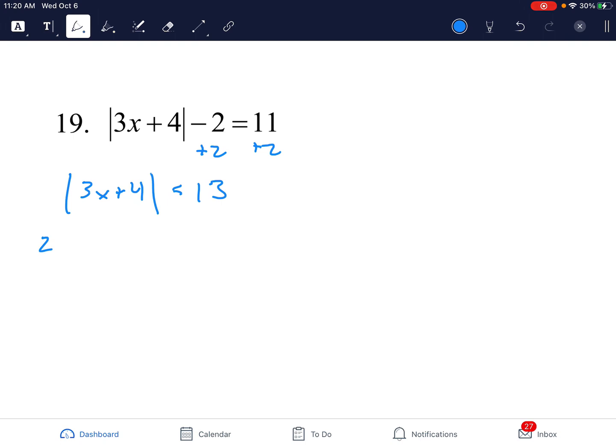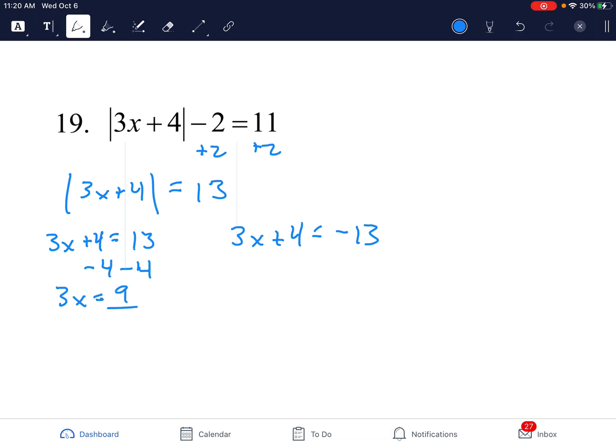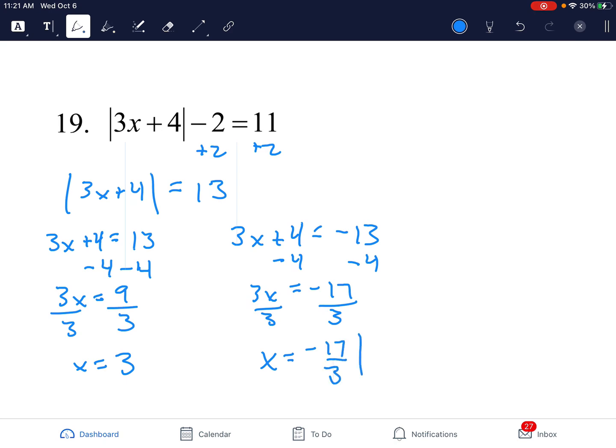Now I can make my two separate equations. 3x plus 4 is equal to 13. 3x plus 4 is equal to negative 13. So the first one, I'm subtracting 4. So 3x is equal to 9. Divide both sides by 3, and x will equal 3. On the other side, I'm subtracting 4. 3x will equal negative 17. Divide both sides by 3, and x will equal negative 17 over 3.